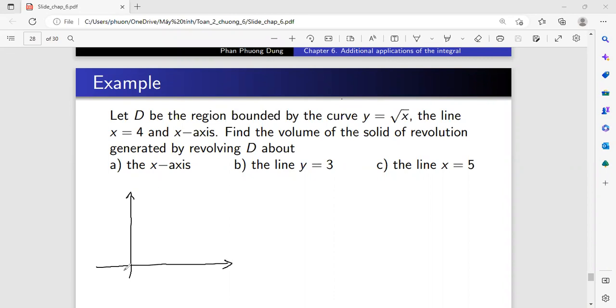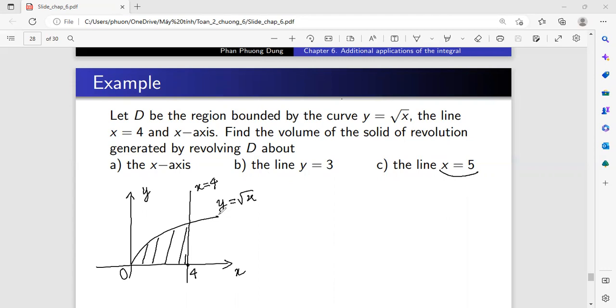You can see this is the XY coordinate system. We sketch the curve y equals the square root of x, and we sketch the line x equals 4. This is a vertical line. And here is the x-axis. So our region is the region bounded by these curves. That means this region. And now we sketch the axis of revolution, the vertical line x equals 5.